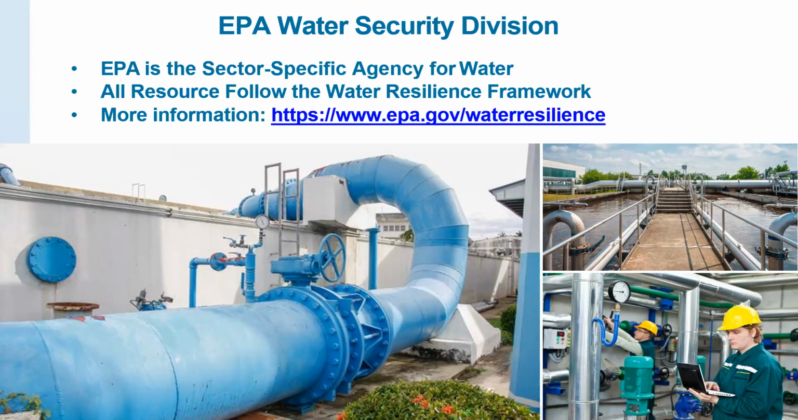It will help your utility take actionable steps to reduce risk. The water resilience framework includes the five essential steps of assess, plan, train, respond, and recover. These steps encourage utilities to assess risks, plan for emergencies, and train staff in order to respond to and recover from emergencies, including emergencies such as the COVID pandemic we are facing right now. We have a link up there on the website. All of the information on the various tools and resources that the Water Security Division has can be found by going to the website that's listed on the screen.